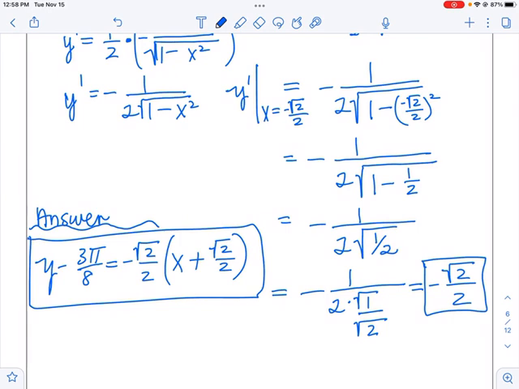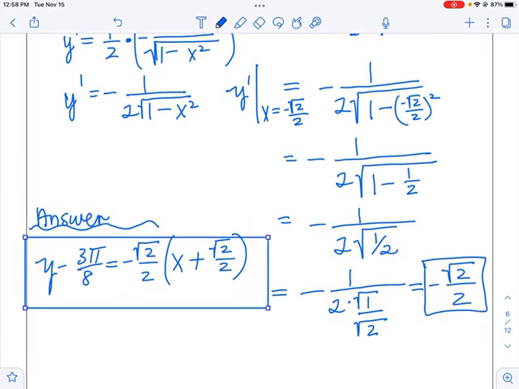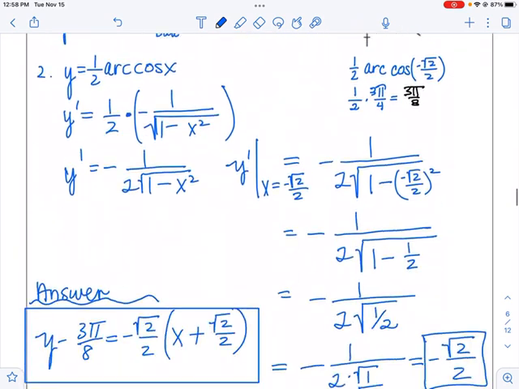It's not really a thing that just because the x value is negative root 2 that the slope turns out to be the same thing. It just happens to be in this case, okay? So there's that one, number 10. Let's move on to number 11.